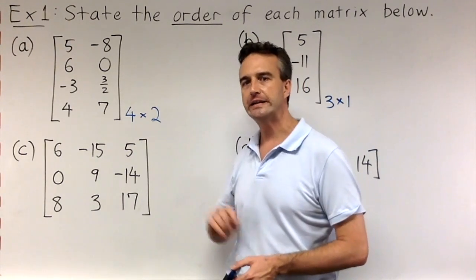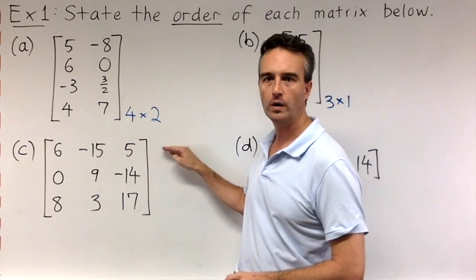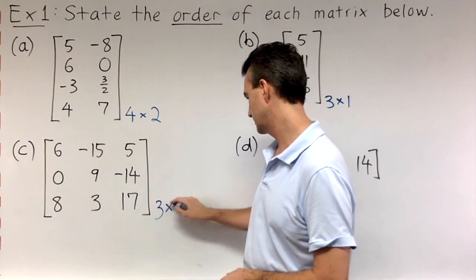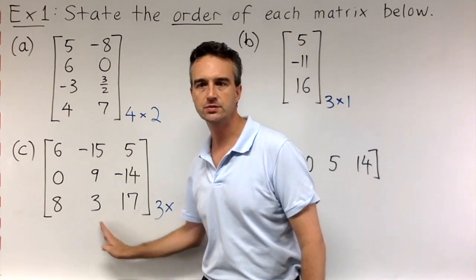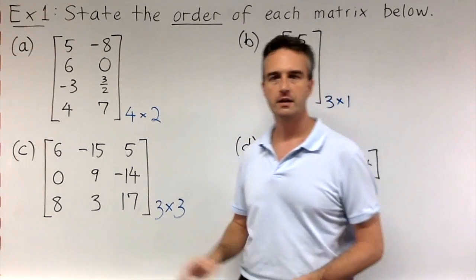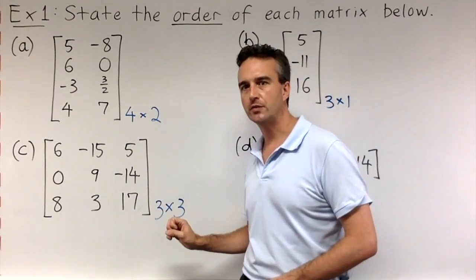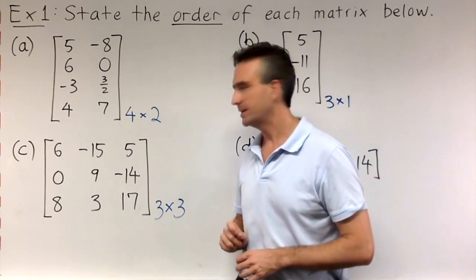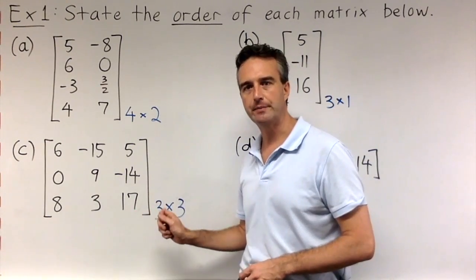And our third one here. Can you see the order? 1, 2, 3 rows. And 1, 2, 3 columns. This matrix has order 3 by 3. And in C, the number of columns and the number of rows is the same. So here is an example of a square matrix.